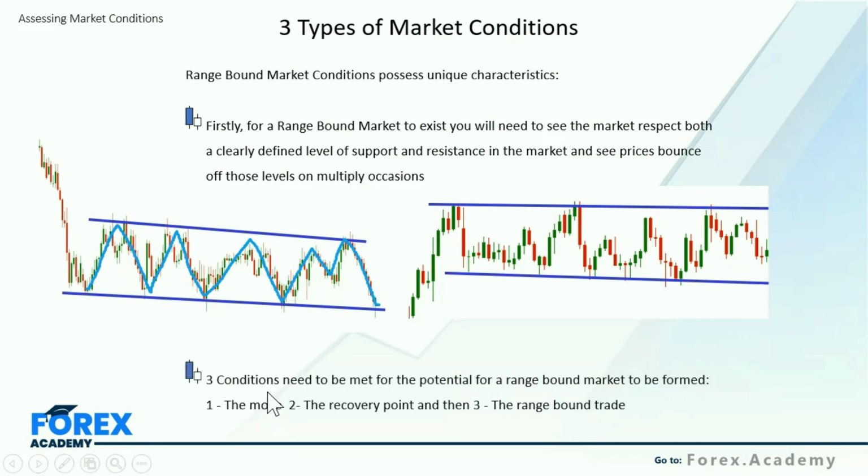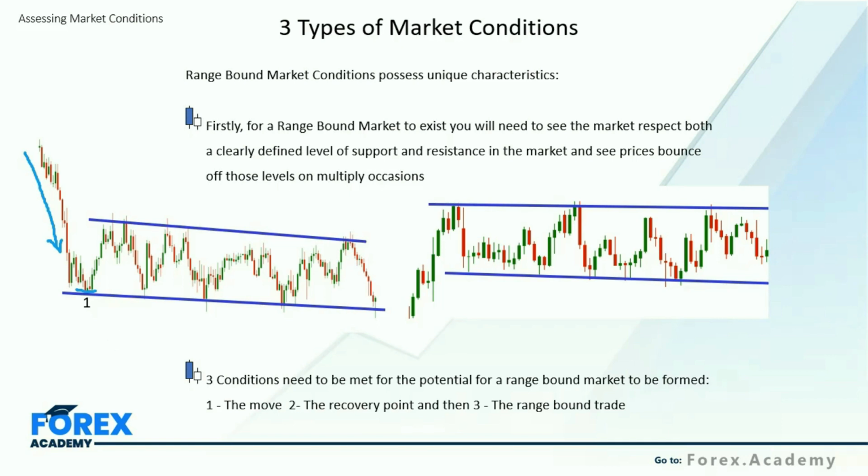So the three conditions that need to be met for a range-bound market to actually be performed are as follows. The first one is with regards to the move. By this, what we mean is this market is clearly moving to the downside, and it creates an initial low. And that low is actually the first very important part of the formation of a range-bound market.